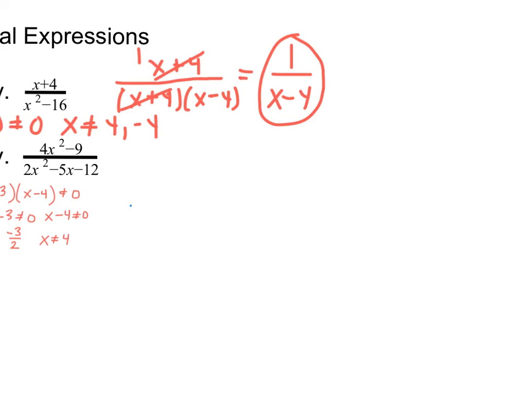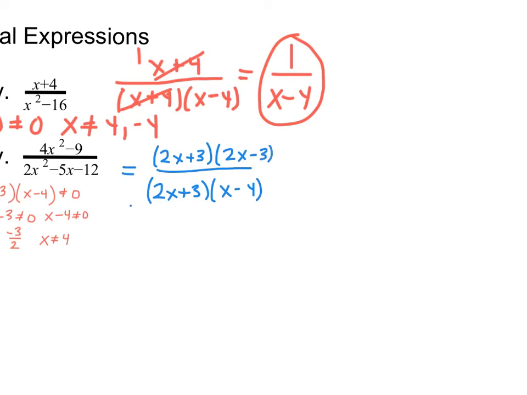As far as simplifying this, we are going to make sure we factor both our numerator and denominator. Our denominator is already factored. We did that when we found our excluded values. We had 2x plus 3 times x minus 4. And then in our numerator, we have two terms with a subtraction. And then look at those numbers, 4 and 9. What's special about those? Yes, those are perfect squares. So our factors are conjugates, 2x plus 3 and 2x minus 3.